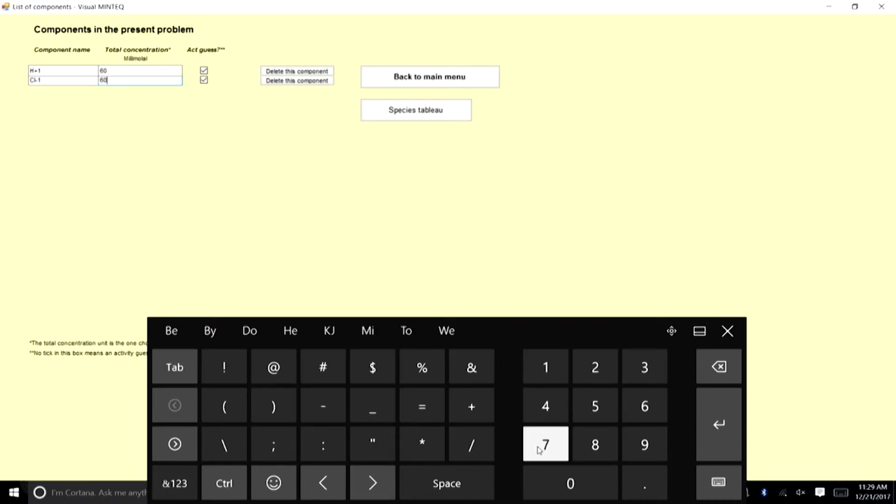Again, why are H total and Cl total the same? So we don't need to go back to our particular iteration. It's because the only source of H total and Cl total is HCl, right. So we are going to move on with that. Back to the main menu.